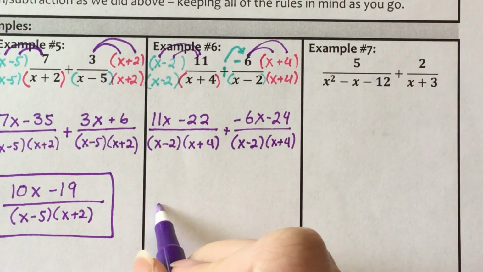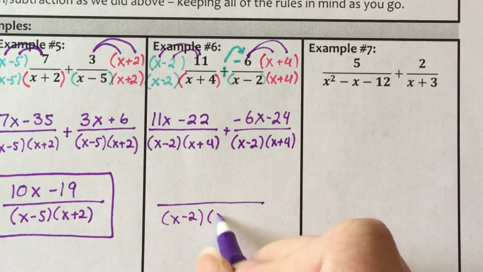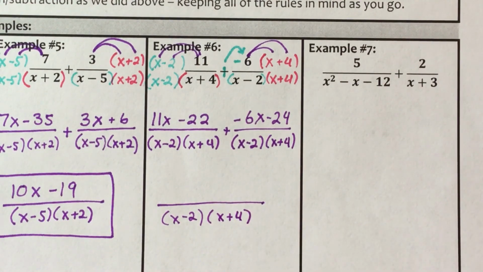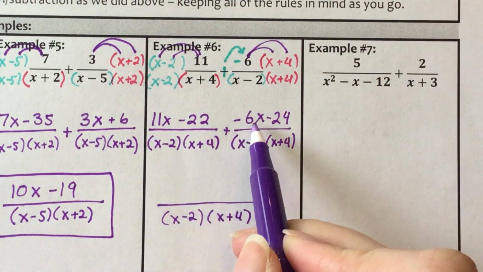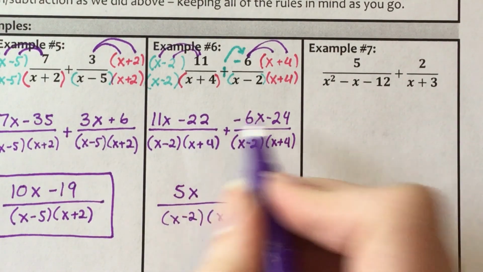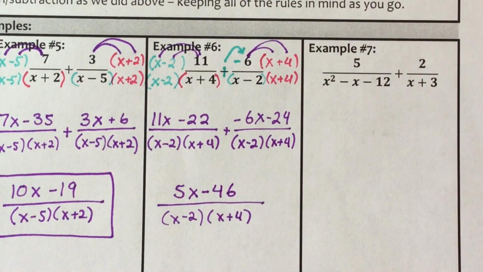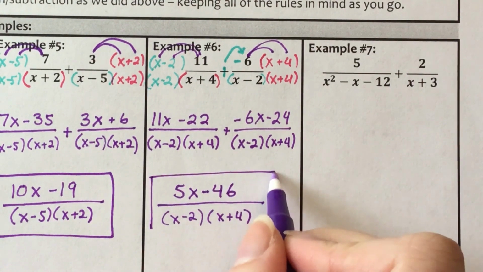Okay, since the denominators match, copy the denominator, combine like terms across the numerator. 11x minus 6x is 5x. Negative 22 minus 24 is negative 46. Okay, there's no difference of squares on top, and there's no greatest common factor other than 1. So it is as simple as this fraction can get.